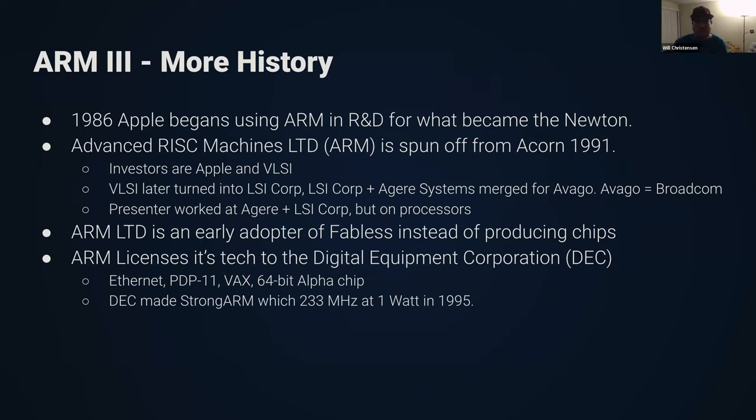The Acorn RISC Machines department or whatever was officially 100% spun off in 1991 to be called the Advanced RISC Machines LTD. The original investors were Apple and VLSI. And definitely, if you get a chance, look at VLSI. The history of that company, which later became LSI Corp, is very interesting. And what's hilarious is that at the time of inception, that company was trying to be like, oh, we don't want to make just calculator chips. We're thinking about the future. They literally said, we're making a business that is meant to be sold and not to be sustainable.